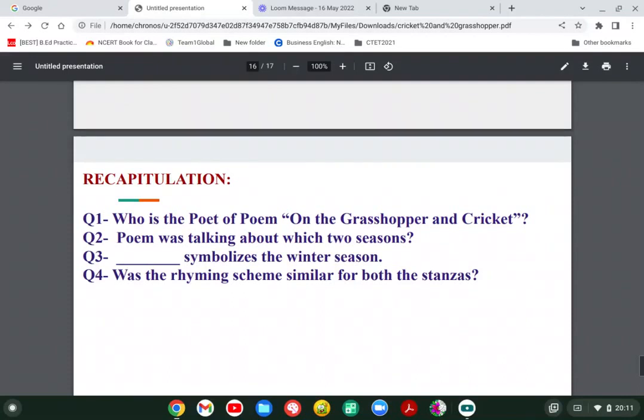Okay, dash symbolizes the winter season, cricket symbolizes different seasons. So symbolization is also being used. The symbolic element is also being used.